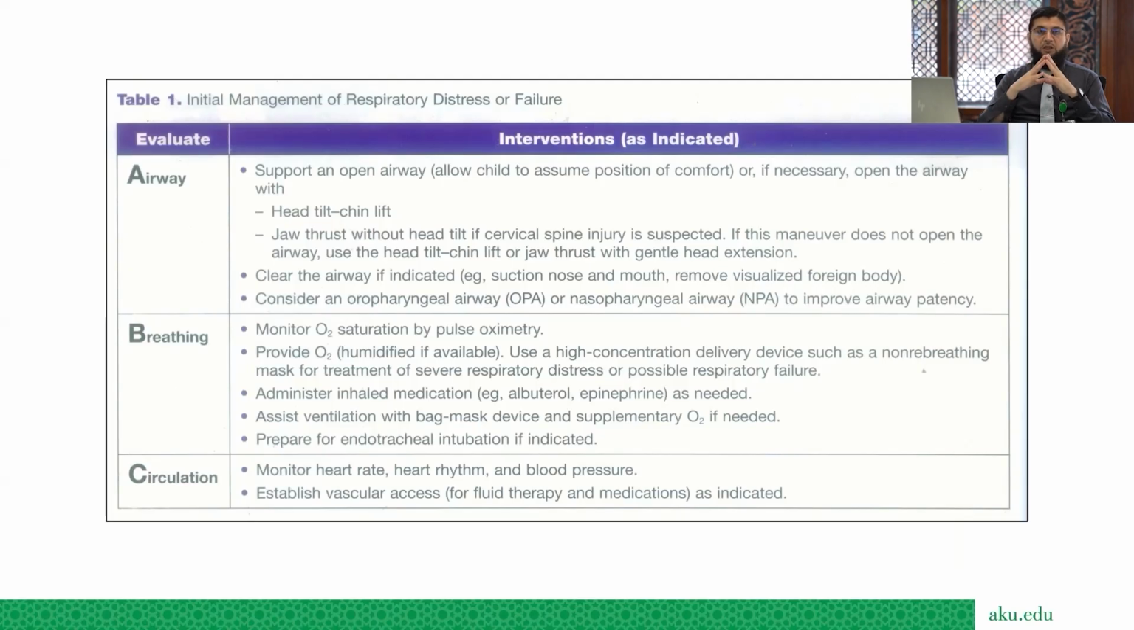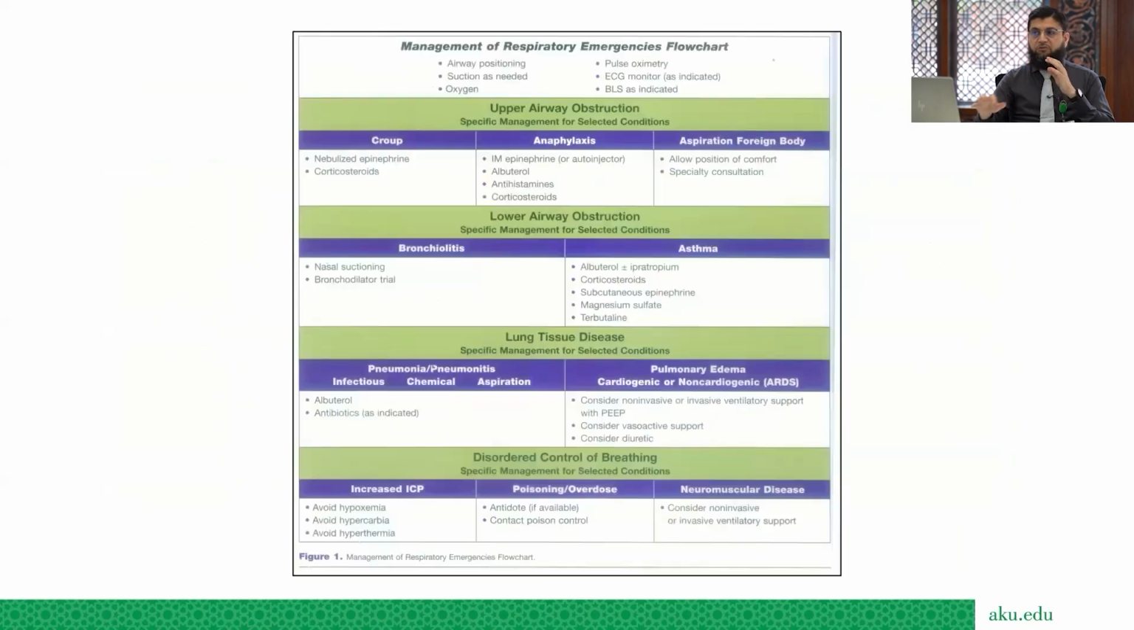For the management, once you have done the airway positioning, suctioning, oxygen is given, you have monitored and BLS as indicated, then according to the need, whatever the type of respiratory illness is, you need to then monitor for upper airway obstruction. If there is upper airway obstruction, you need to identify whether it is due to croup. If it is due to croup, you need to give corticosteroids and nebulized epinephrine.